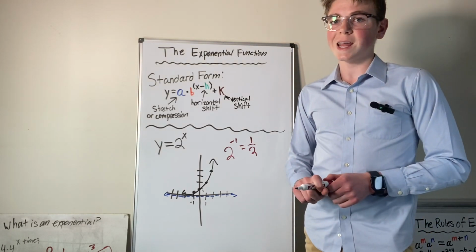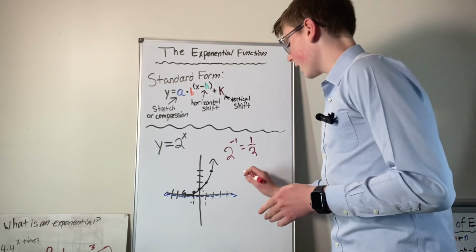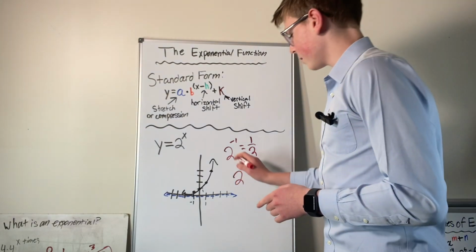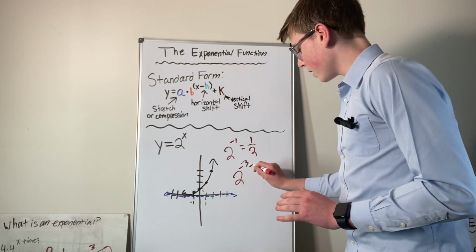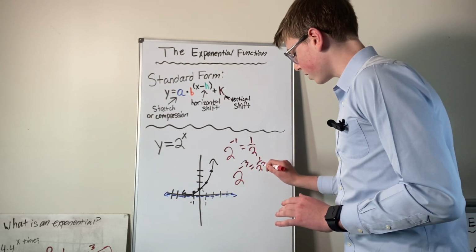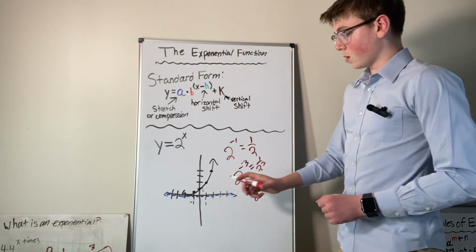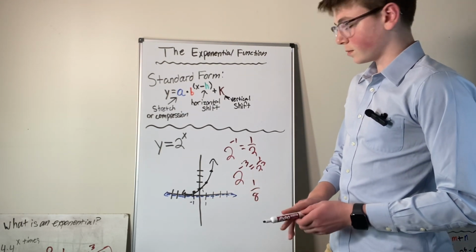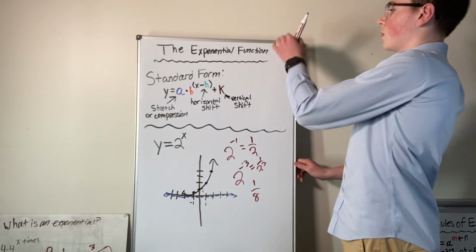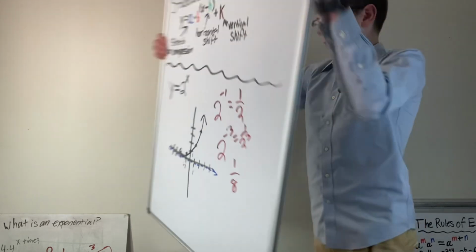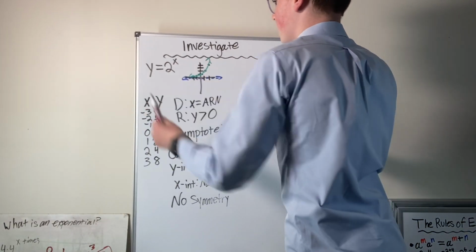So what you do when it's a negative is you just flip. You flip the exponent. You flip the equation. So if it's 2 to the negative third, it equals 1 over 2 to the third, and that would be 1/8. So over here, if I had x equal negative 3, it would be 1/8. That would be the point. Now let's investigate the function y equals 2 to the x.